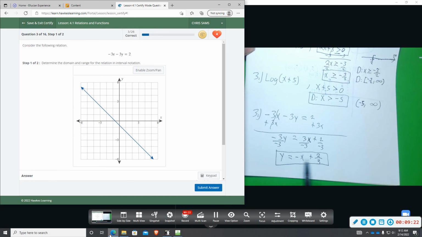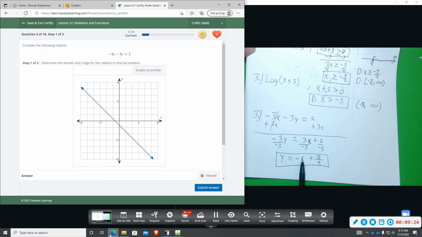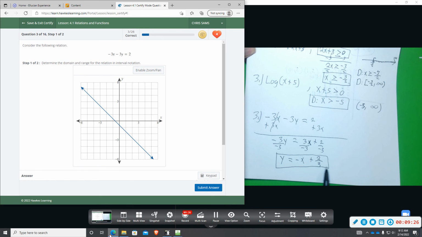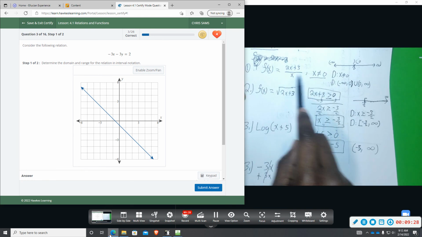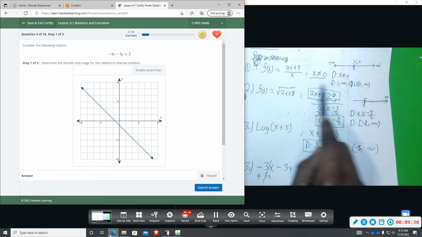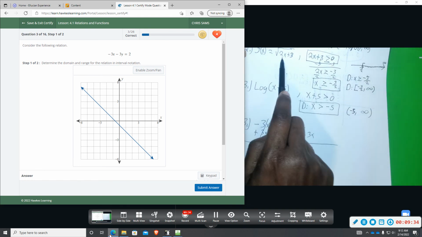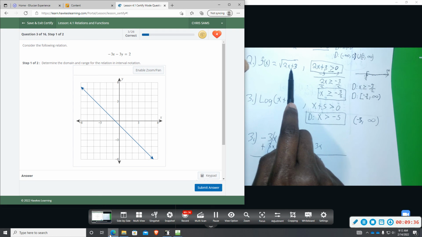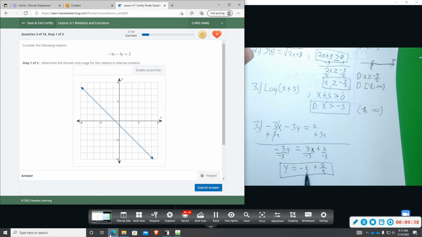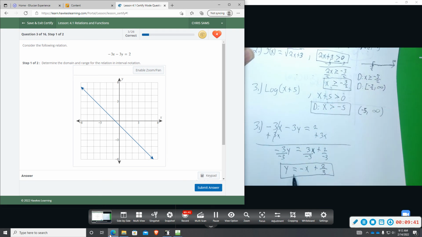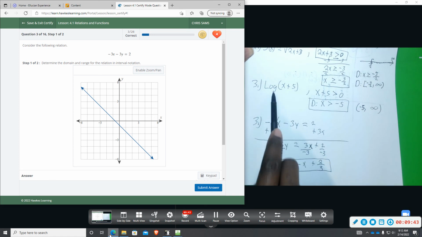Do I have any fractions with a variable on the bottom? I have a fraction, but there's no x on the bottom, so I will not have to do this restriction. Do I have any radicals, any square roots? I don't have any square roots in this function, so I will not have this restriction. Do I have any logarithms in here?